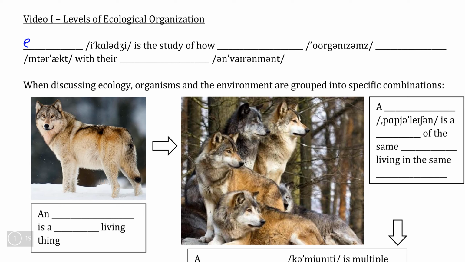Welcome to the first video in our series covering ecology, which is the scientific study of how organisms, that being multiple types of living things, interact with other organisms, as well as how they interact with the non-living parts of the environments in which they live. Now, in this video, we're going to cover the terminology that is used by ecologists to describe different groups of organisms and how they interact.